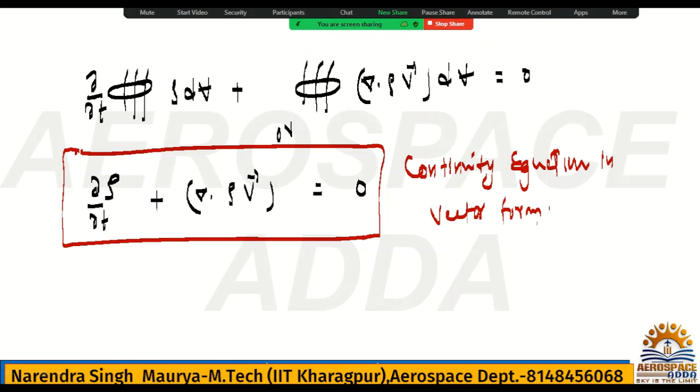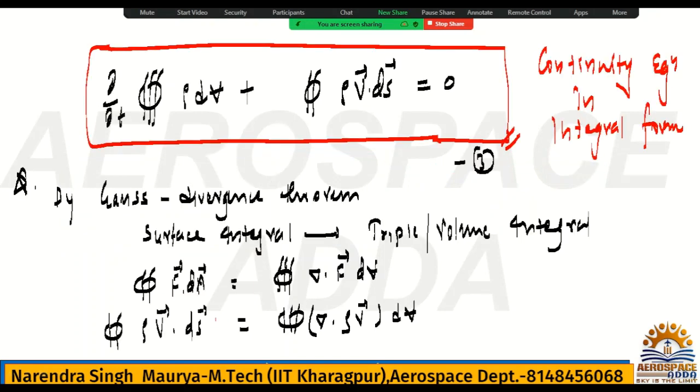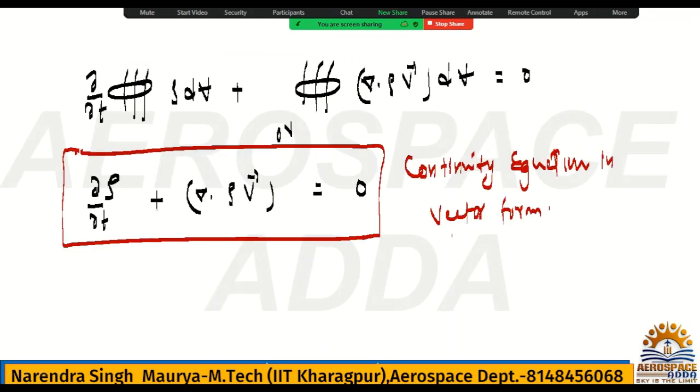This is the continuity equation in vector form. Yes or no? Now, the integral form you have seen. This is the integral form. Check, this is the integral form. This is the vector form.